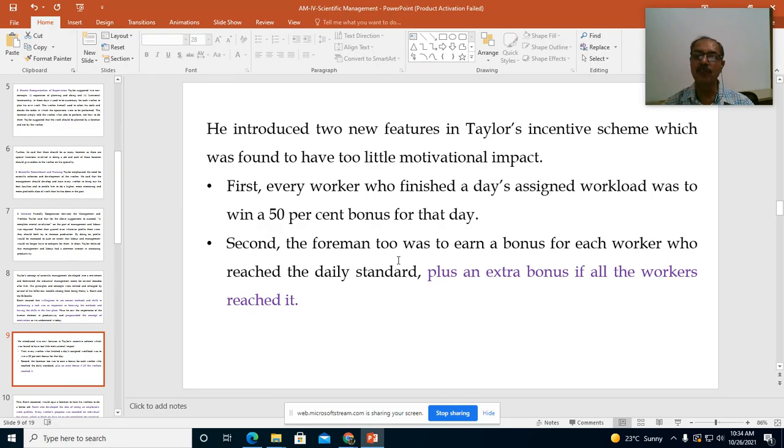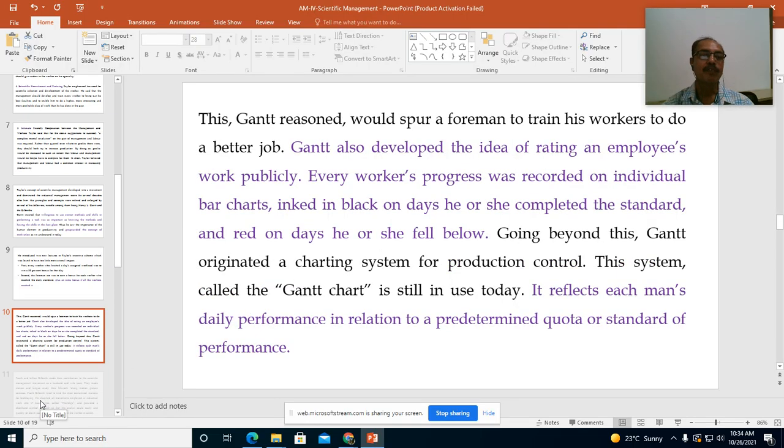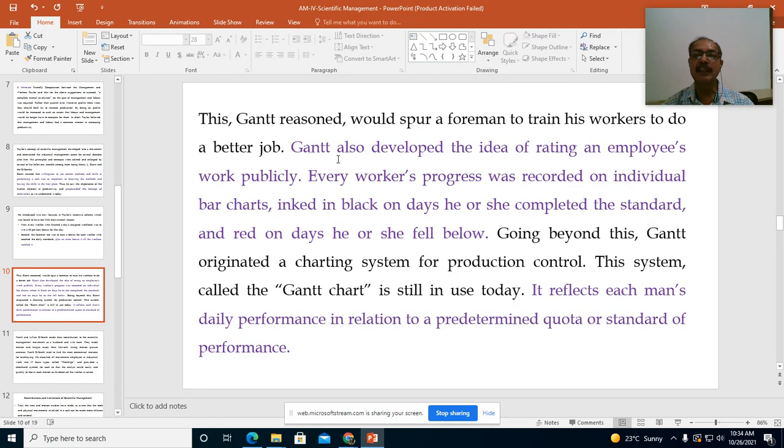Second, the foreman too was to earn a bonus for each worker who reached the daily standard, plus an extra bonus if all the workers reached it. That means the foreman also has the responsibility to motivate the workers for their performance. This Gantt reform would spur a foreman to train his workers to do a better job.